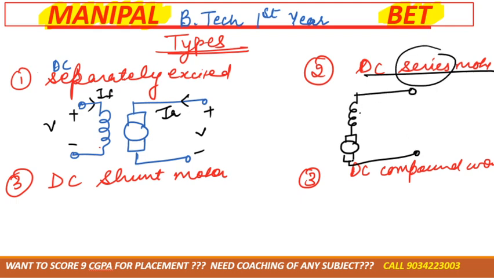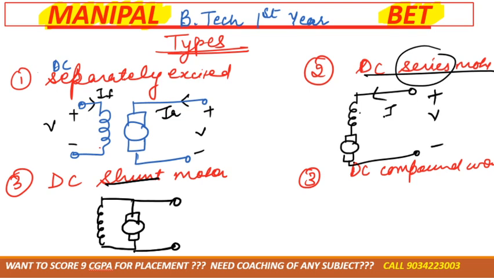In series, the field winding and armature are connected in series. Shunt means parallel, which means the winding and armature are connected in parallel. Here also plus, minus, current is I and I. What do I have to remember in this? The diagram. I'll send it to you, but that is a very important diagram.